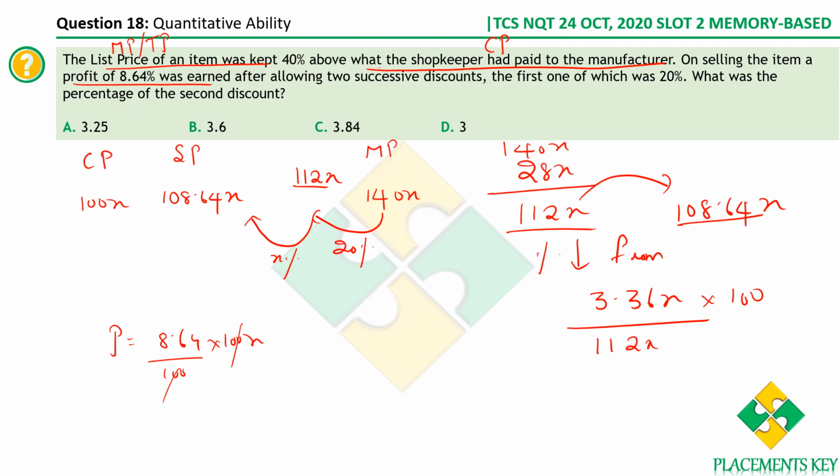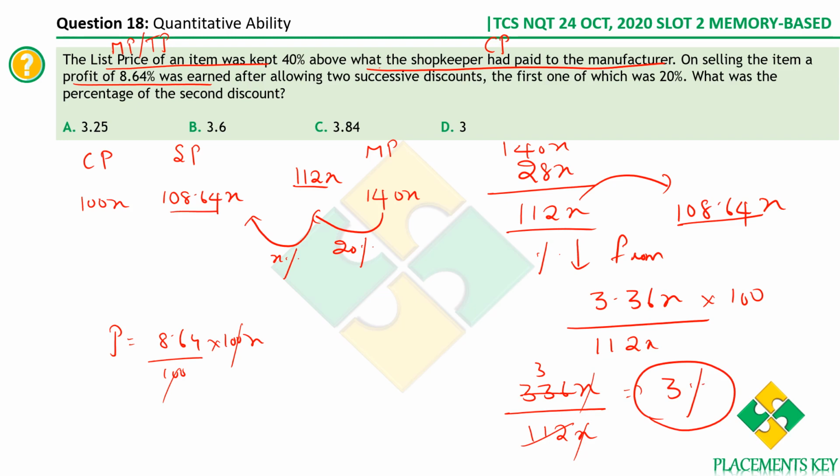So let's multiply this with 100. You get 336x divided by 112x. The x cancels, and 112 ones are 112, 112 threes are 336. Clearly there is supposed to be a discount of 3% from here, so that you get this value. I hope this is clear.